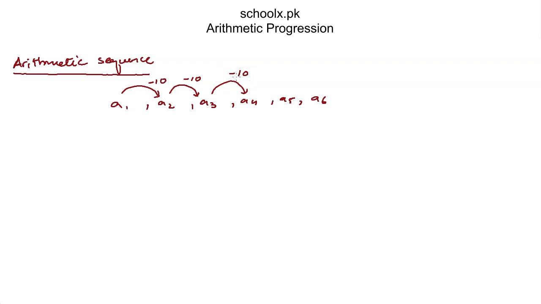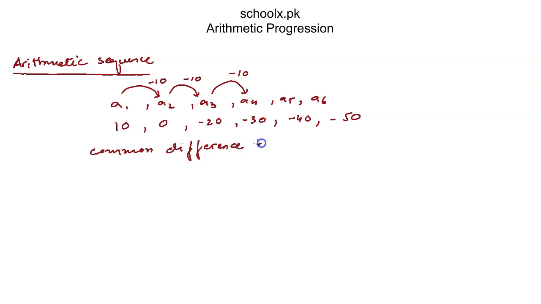Now it is not compulsory that the number must be negative 10. It can be any number. If the number is negative 10 and our first term is, let's say, 10, our second term will be 0, then negative 10, negative 20, negative 30, negative 40, and negative 50 will be our sixth term. So here the common difference, the number with which the consecutive terms differ, is negative 10.